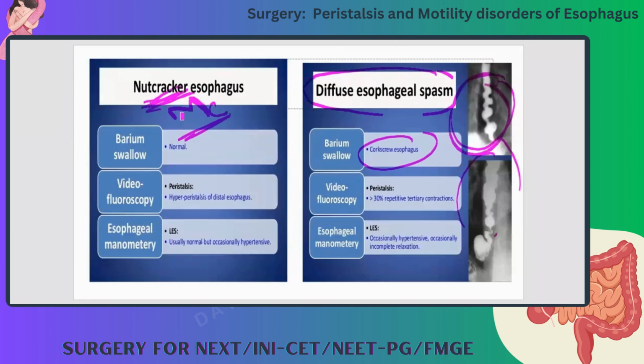So why is it more common in women, sir? Diffuse esophageal spasm? No, I don't know the reason for that. But some problems are more common in males, some are more common in females. Esophageal disorders and thyroid disorders are more common in females. Thyroid we can explain because they are autoimmune conditions, but for the esophagus, we don't know why they are more common in females. Fine, sir.